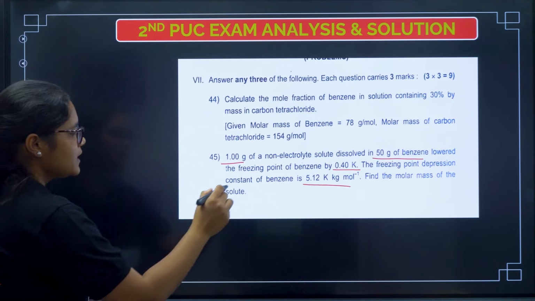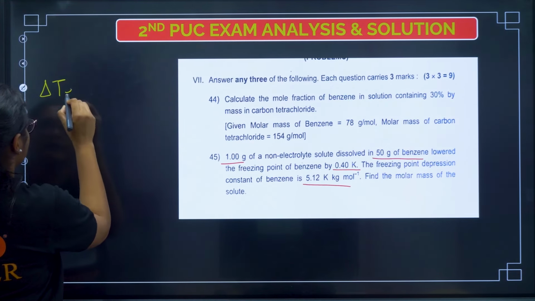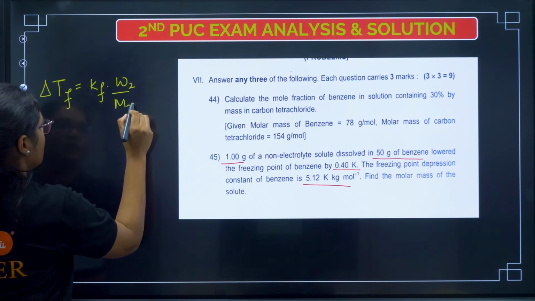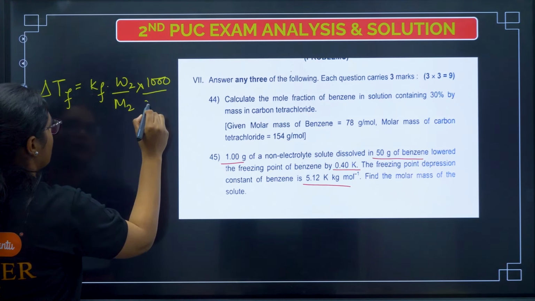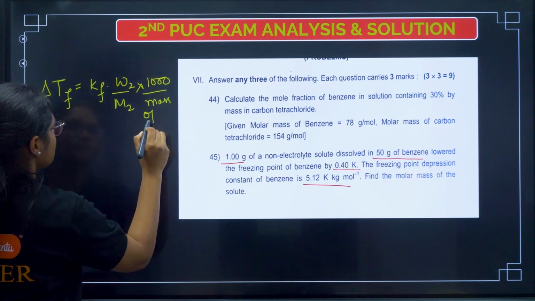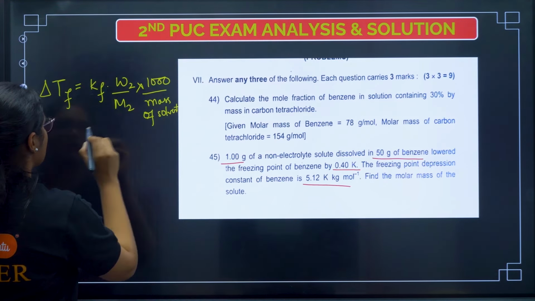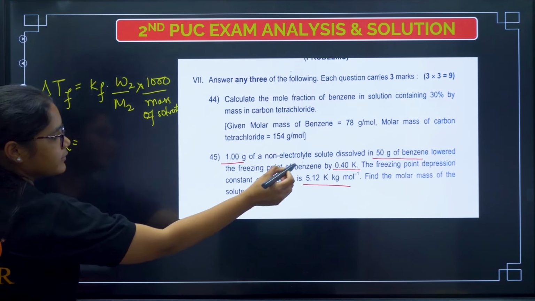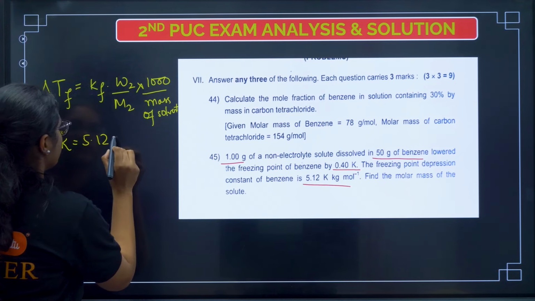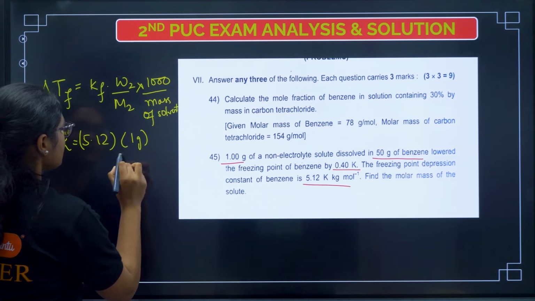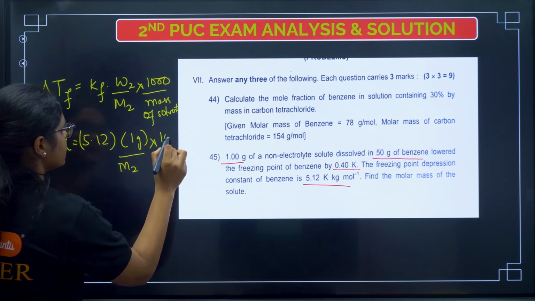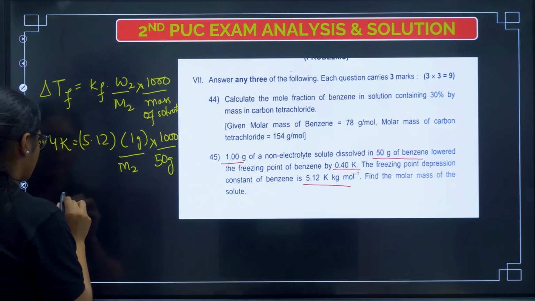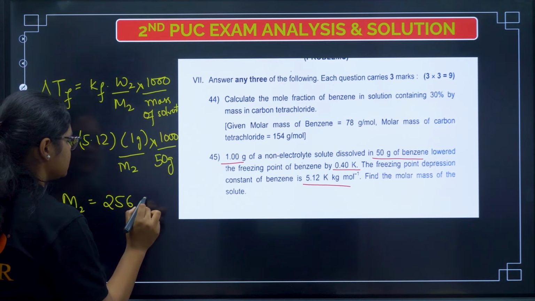We'll first write down the formula. So we know delta Tf is equal to Kf into molality, that is W2 by M2 into 1000 by mass of the solvent, right? So now let us quickly substitute. What is delta Tf? 0.4 Kelvin. Then Kf value given to us is 5.12. Then W2 given to you is 1 gram. M2 we have to calculate, into 1000 by mass of the solvent, which is 50 gram. Okay, so if you solve this and find the M2 value, we will get 256 gram per mole.